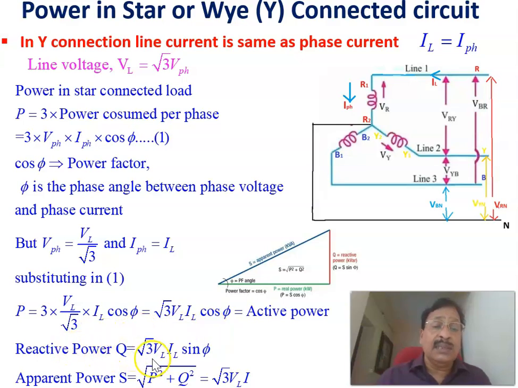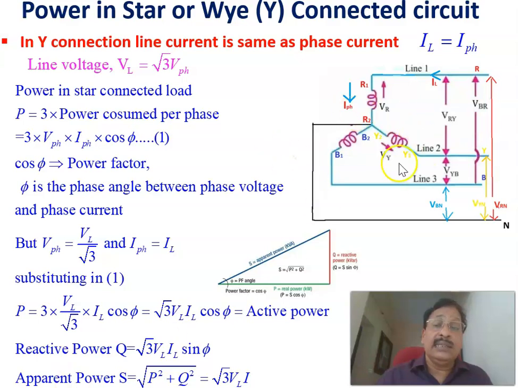Reactive power can be calculated as root 3 VL IL sin phi. Active power, reactive power and apparent power are represented by the power triangle. This is the active power, this is the reactive power, this is the apparent power. Apparent power S equals root of real or active power square plus reactive power square, root of P square plus Q square, which equals root 3 VL IL. Root 3 VL IL is the apparent power, root 3 VL IL cos phi is the active power, and root 3 VL IL sin phi is the reactive power.